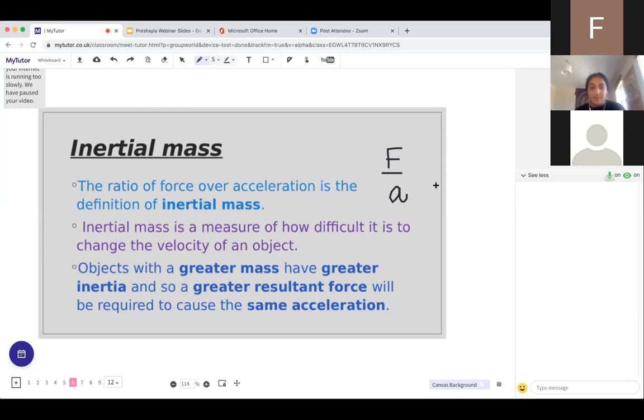So hopefully that makes sense. I have to put loads more effort in to get the car to accelerate the same amount as I need to get the ball to accelerate. But I need to put more effort in to cause the same acceleration because it has a greater mass and it has a greater inertia.